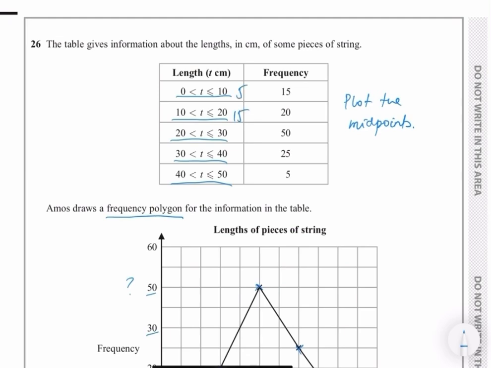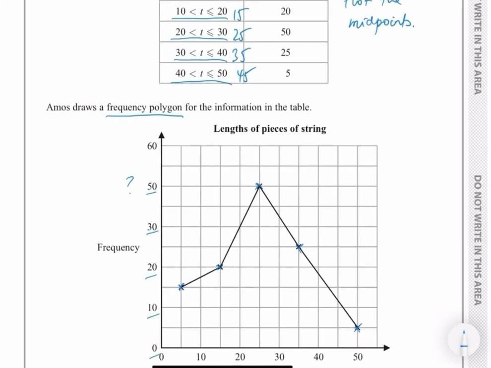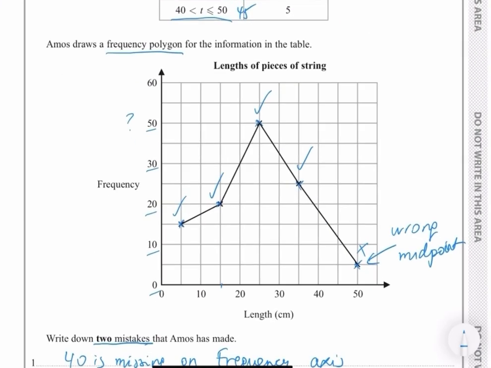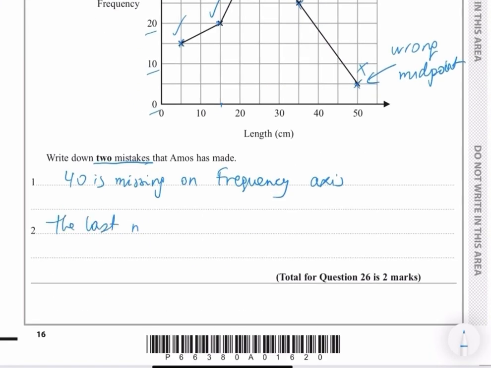Okay, and let's just check all the midpoints to see if they're correctly plotted. You can see the first one is okay, third one, fourth one, the last one is wrong, should be 45. We have 50 there. Here you go, that's your second correction. You need to write the last midpoint should be 45.